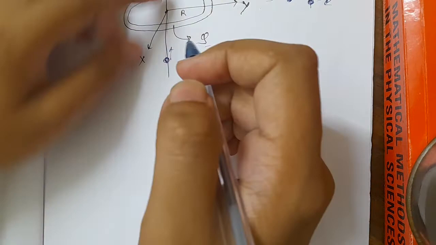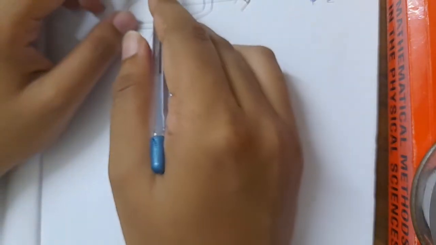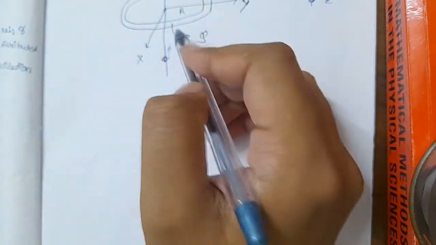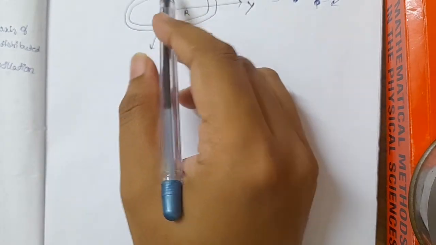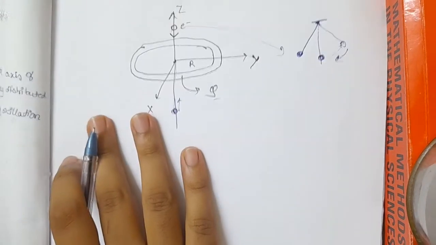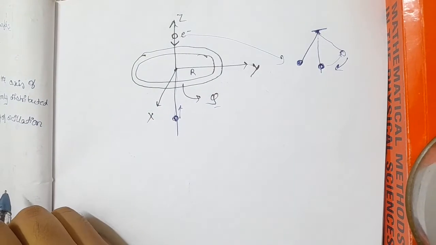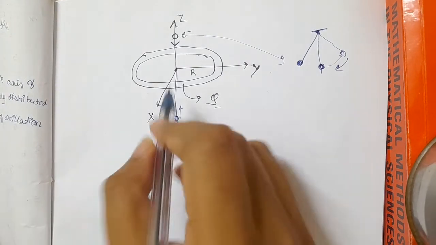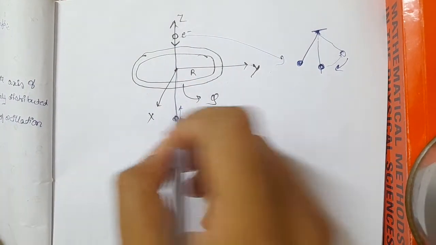After plotting it, you can plot the graph, and then you can easily find which is the point of stable and unstable equilibrium. Okay, so let's do it.